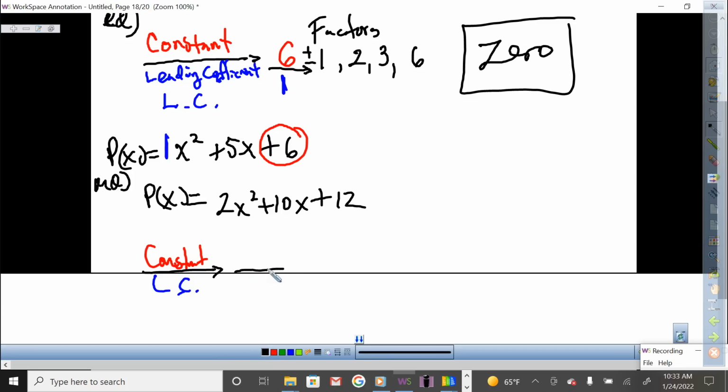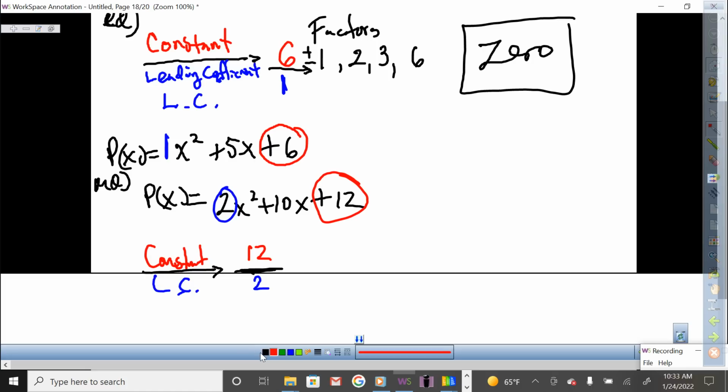All right, turn to your neighbor, let them know what you wrote for your fraction first. You should have written 12 over 2. Yes, 2 is right here, and the 12 is my constant, which is right there.